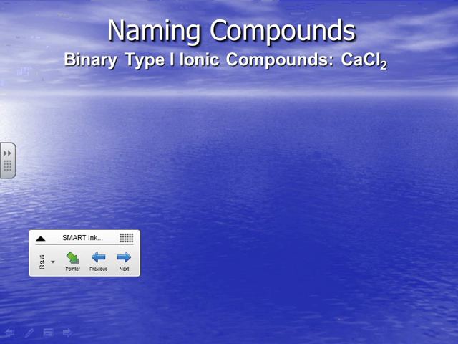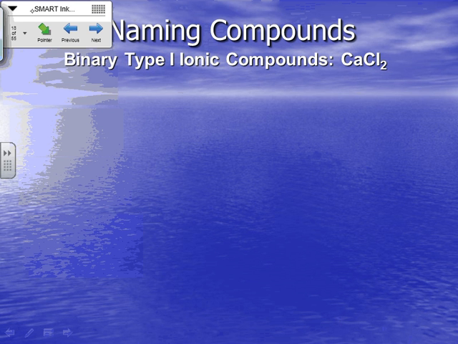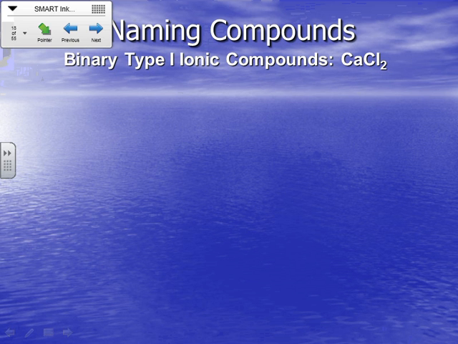So we're going to talk about how to name compounds. What we've been doing is writing formulas for compounds. Now, if I give you a formula, you need to be able to tell me what the name of that compound is. Once we get into transition metals, it gets a little complicated, but we're not doing that today. I think what we're covering today is going to be fairly simple. There's just a couple little tricks here.